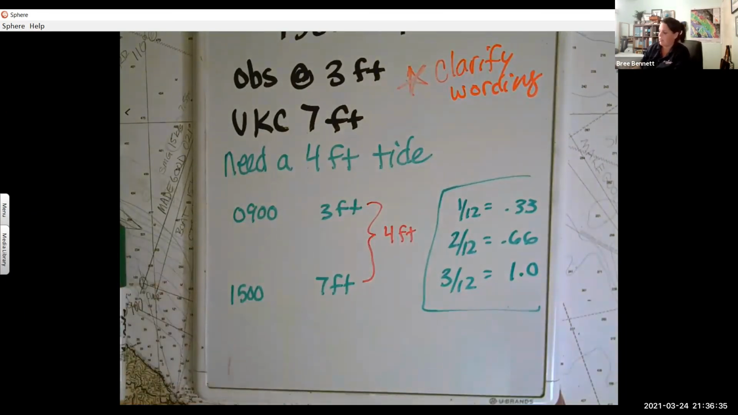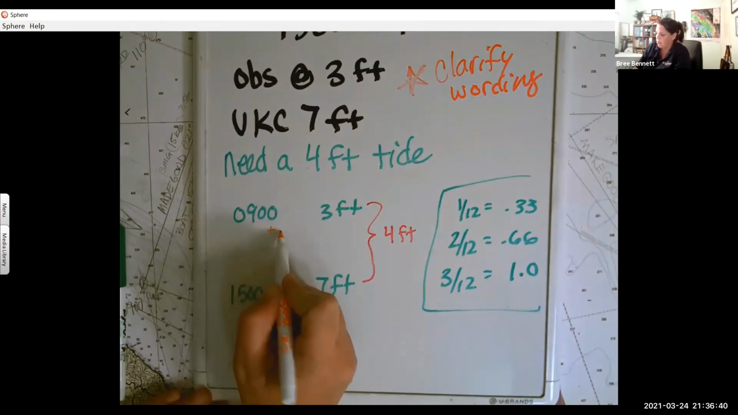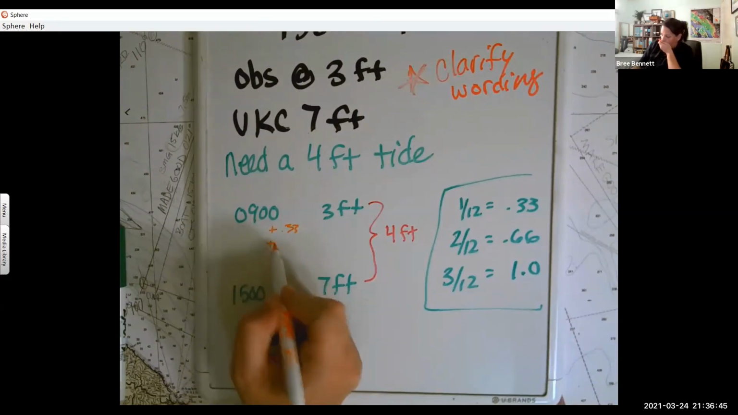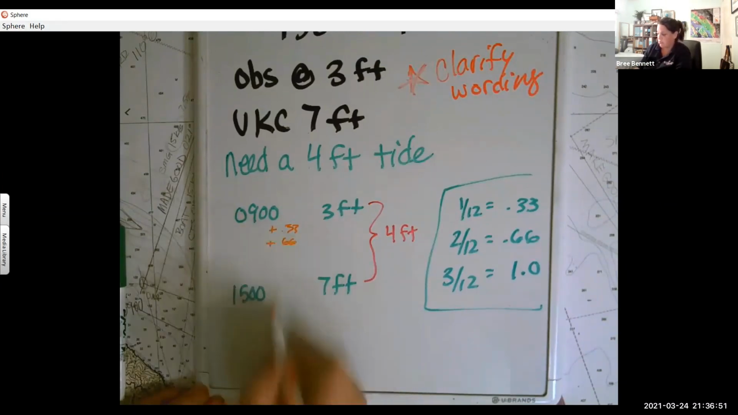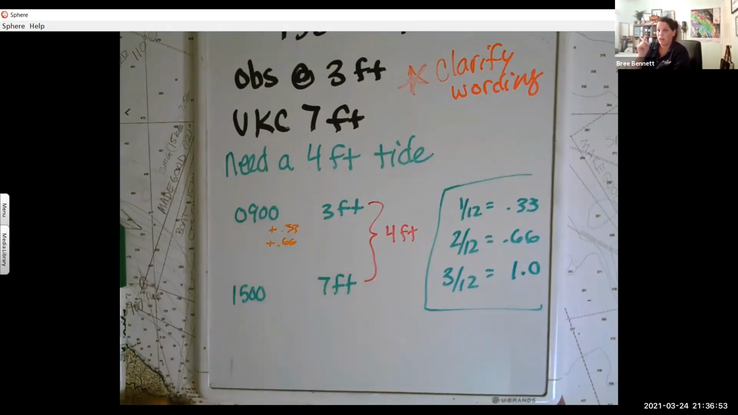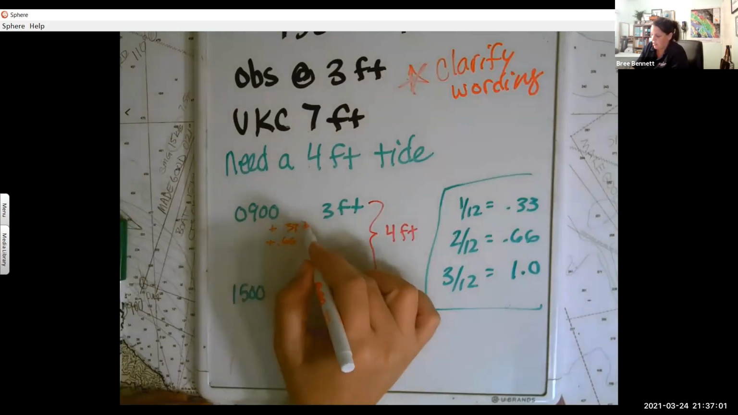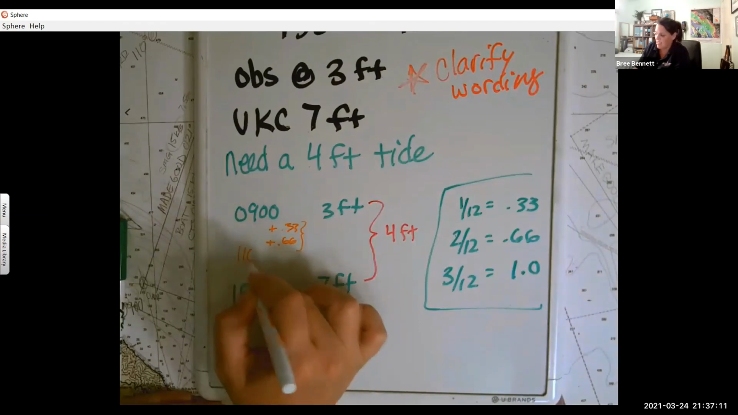So if the first hour I only change 0.33, I'm not going to get to another foot. The second hour, I would change 0.66, and that would give me the foot that I want. So I'm looking for a 2-hour change to get my desired 1 foot. So the time I'm looking for is 11 o'clock.